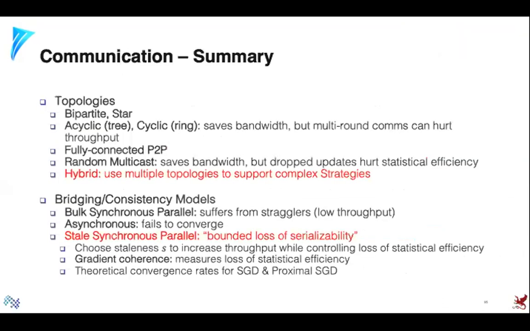So in summary for communication, we looked at the network topologies and consistency models. Topologies are graphs that define which devices can send messages to each other. And consistency models are basically saying, let's trade some statistical efficiency for much higher throughput and then get overall increased goodput, which is throughput times stat efficiency.